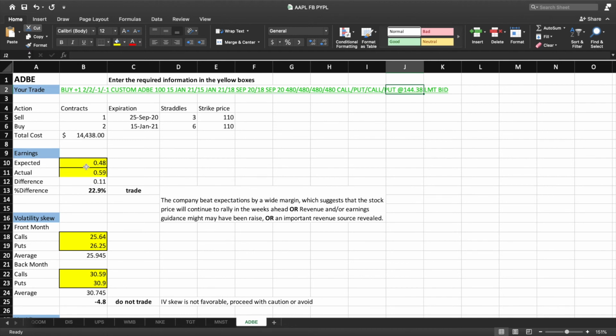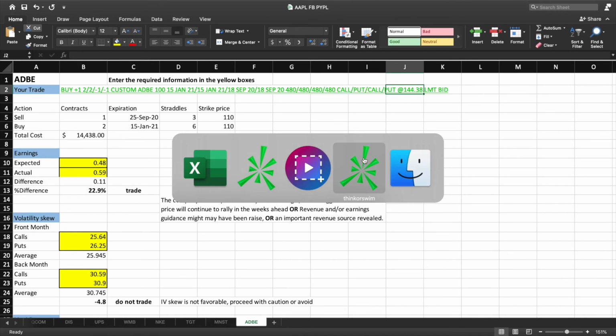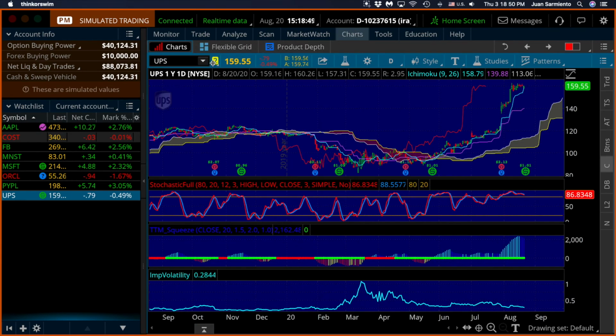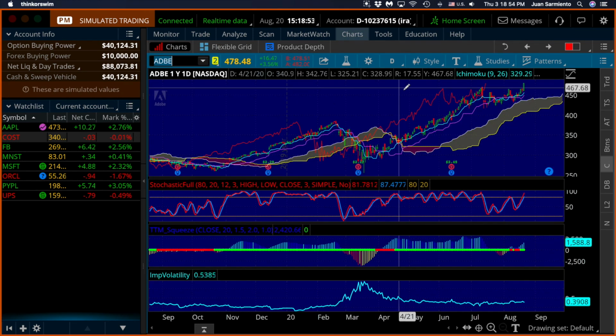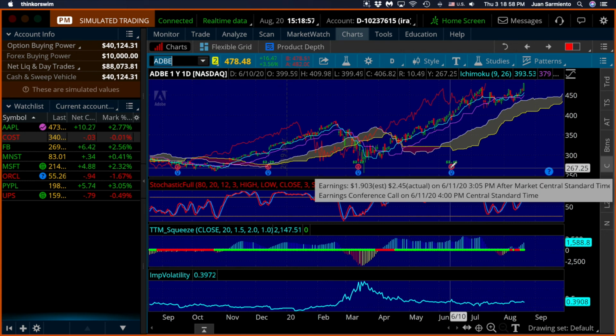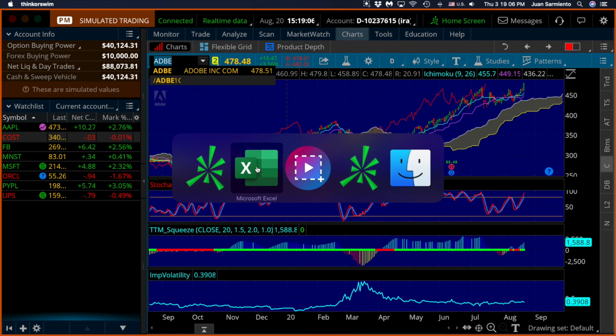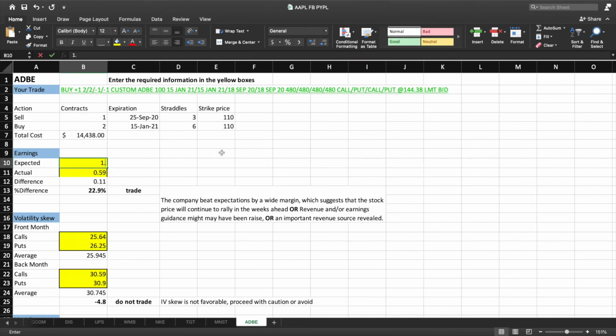Step number two is the expected versus actual earnings. For that, we could use the charts here and enter Adobe. Here the previous earnings was $2.45, while the expected was $1.90. So here, $1.90 versus $2.45, and that is a 28% difference. You see the difference between those two, and divide that by the expected, and that gives you how much was the beating. If it beats by 10% or more, that's great.